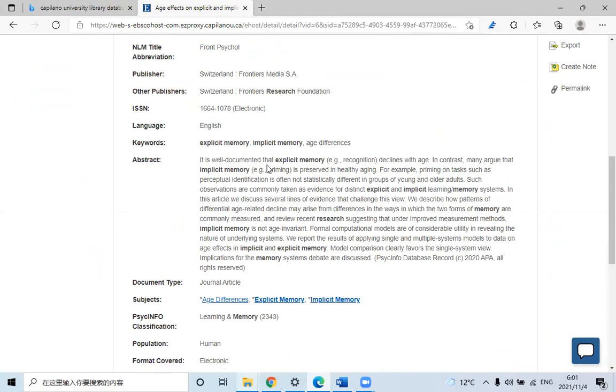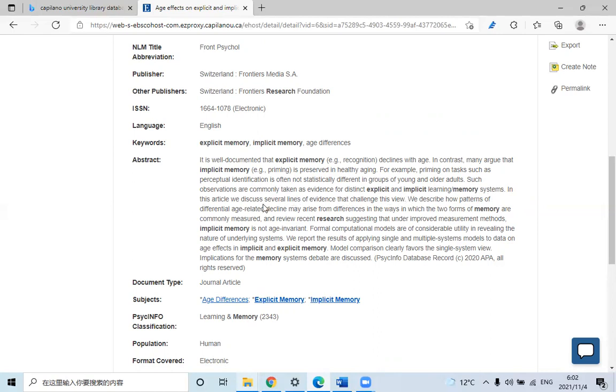Let's look at the abstract. It is well documented that explicit memory, for example recognition, declines with age. In contrast, many argue that implicit memory, such as priming, is preserved in healthy aging. For example, priming tasks such as perceptual identification are often not statistically different in groups of young and older adults. Such observations are commonly taken as evidence for distinct explicit and implicit memory systems. In this article, we discuss several lines of evidence that challenge this view.